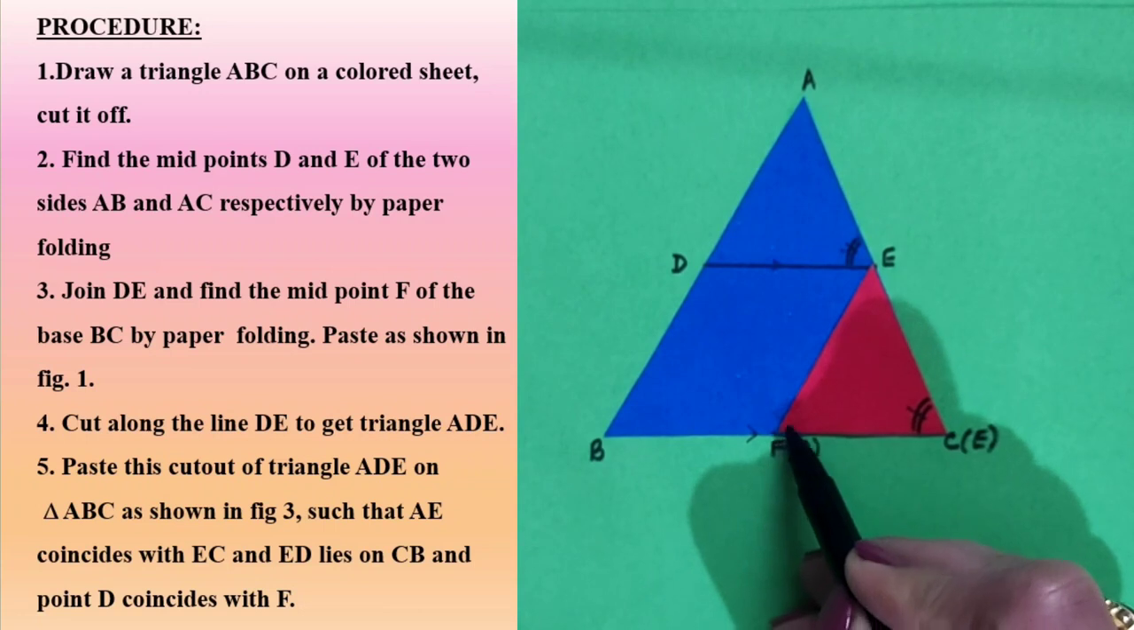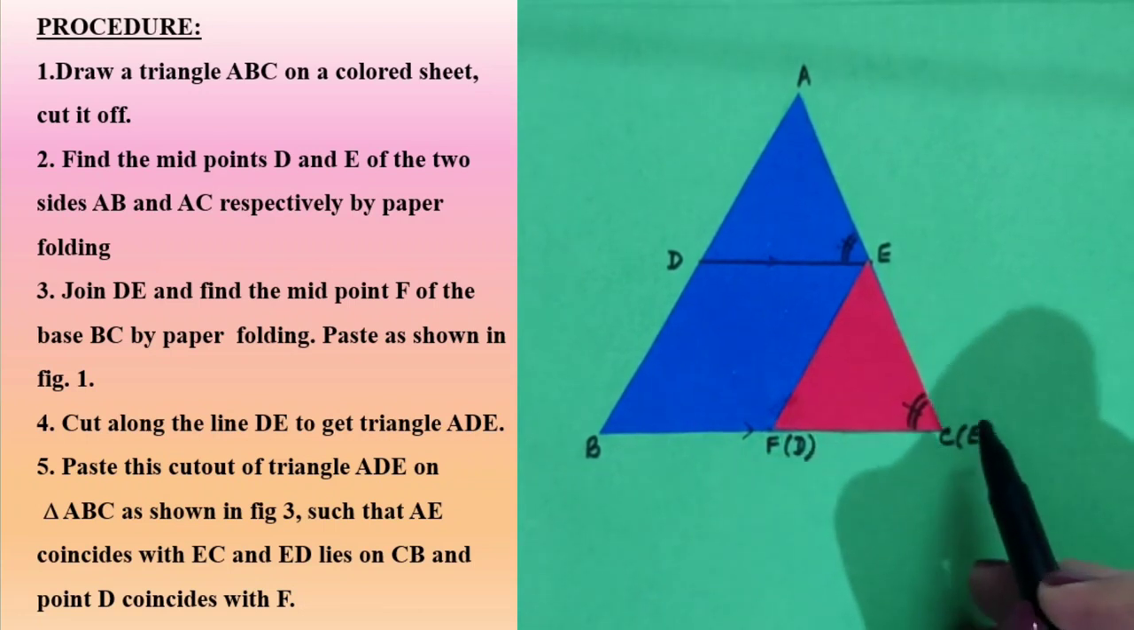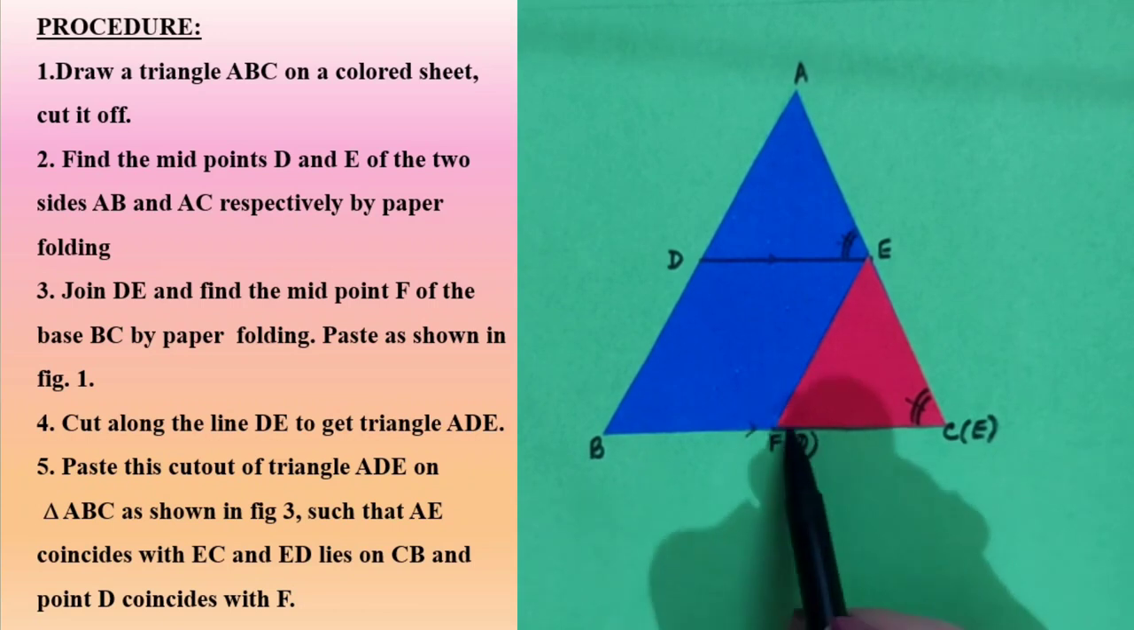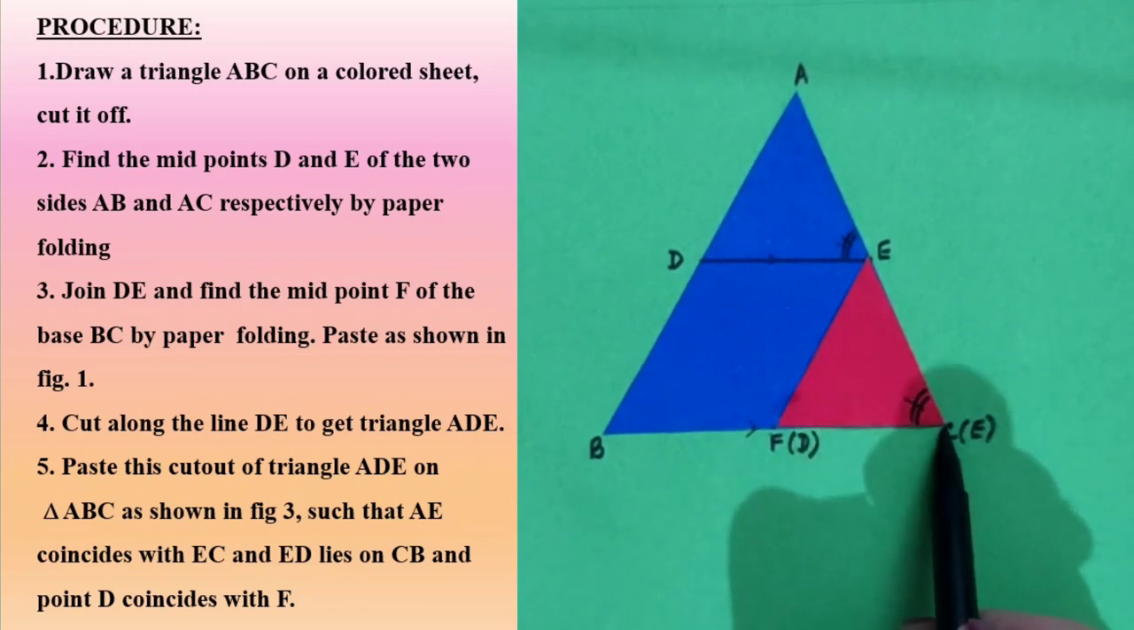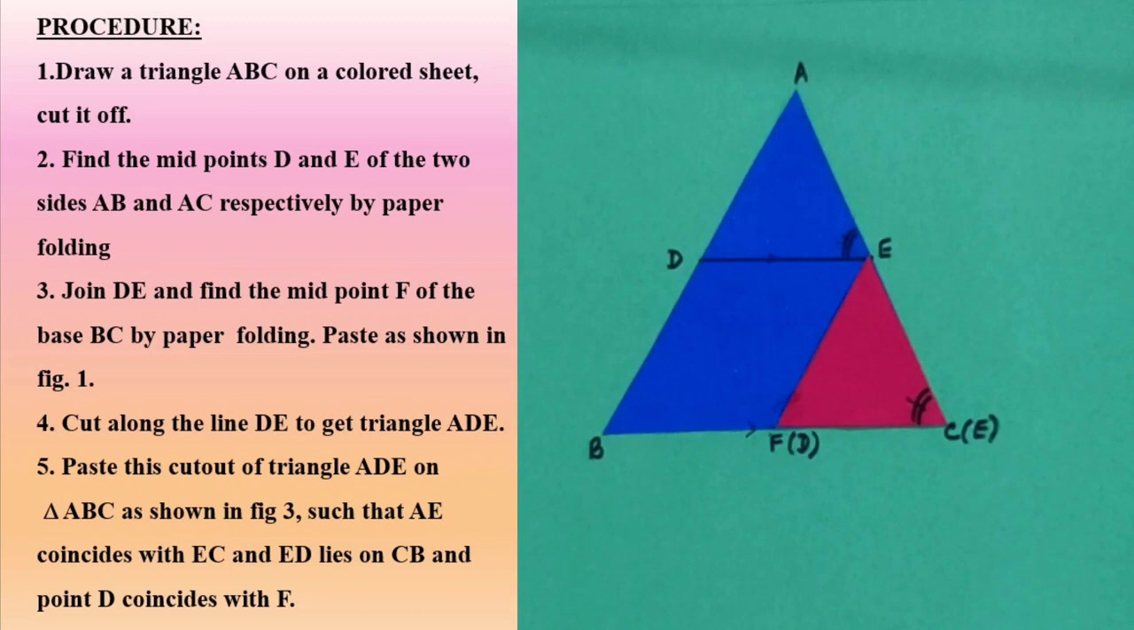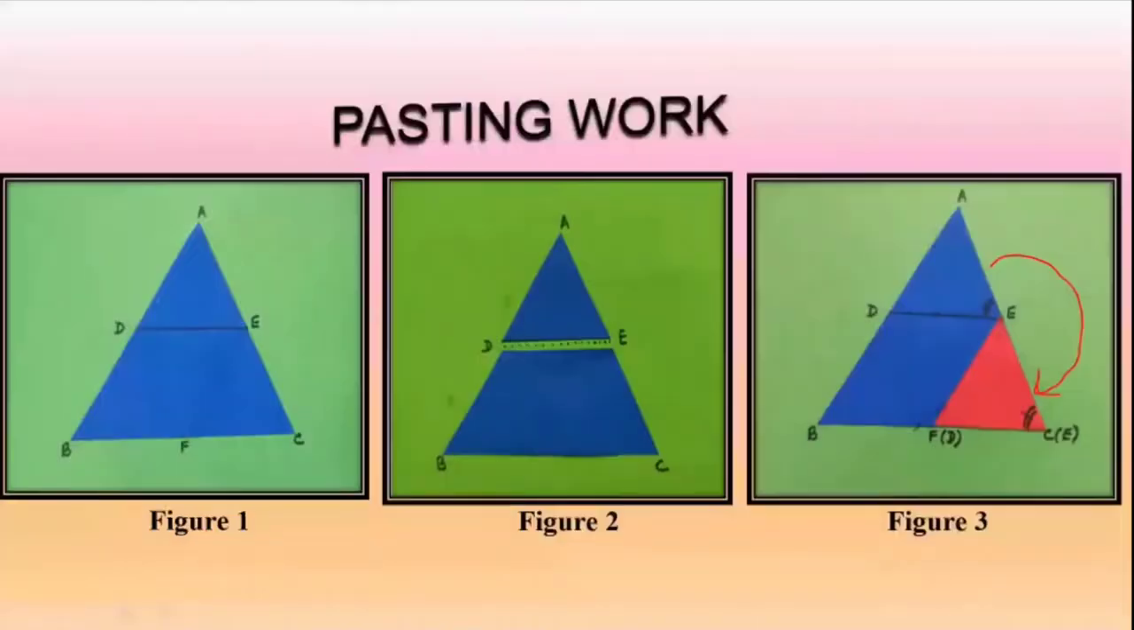Now F is the midpoint of BC. We did it by paper folding. So I get BF equal to FC equal to half of BC. Now DE is coinciding with FC. That means DE is equal to FC, and FC was what? FC was half of BC. So I get DE is equal to half of BC also. So DE is equal to half of BC and DE is parallel to BC, which was enough to prove that the line joining the midpoint of two sides of the triangle is parallel to the third side and equal to half of it. Let us see the pasting work now.